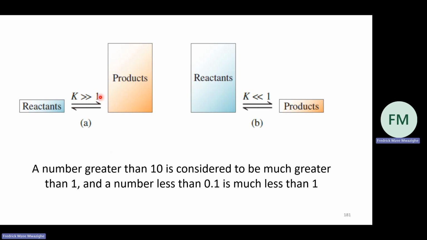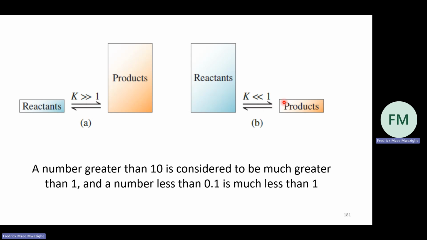So for example, when K is so much greater than 1, it means that the product side is favored. So you have more products being formed. And for K to be so much greater than 1 here, the value should be greater than 10. When the value is greater than 10, then we say that K is so much greater than 1.